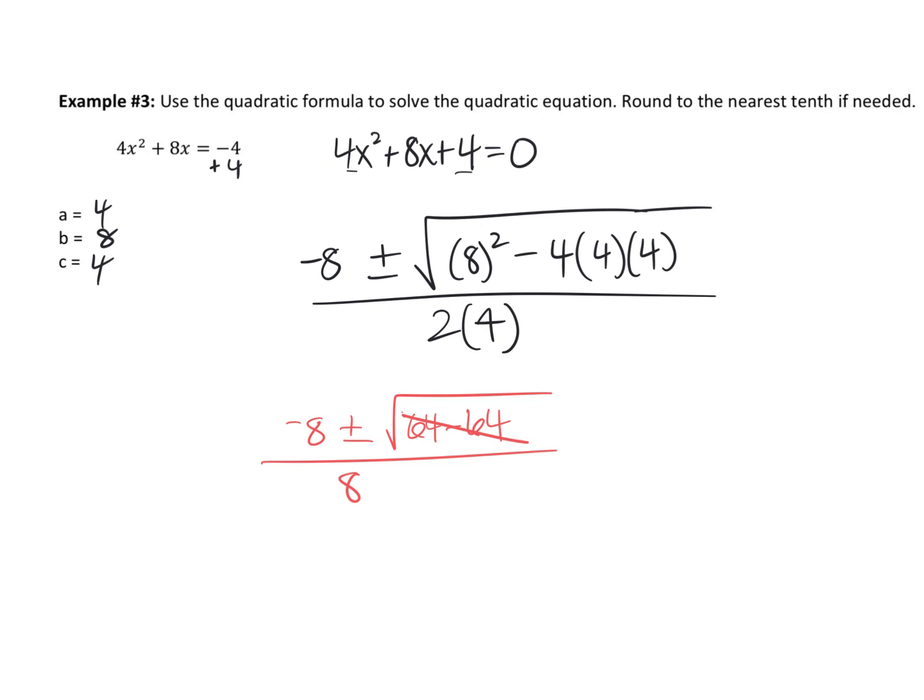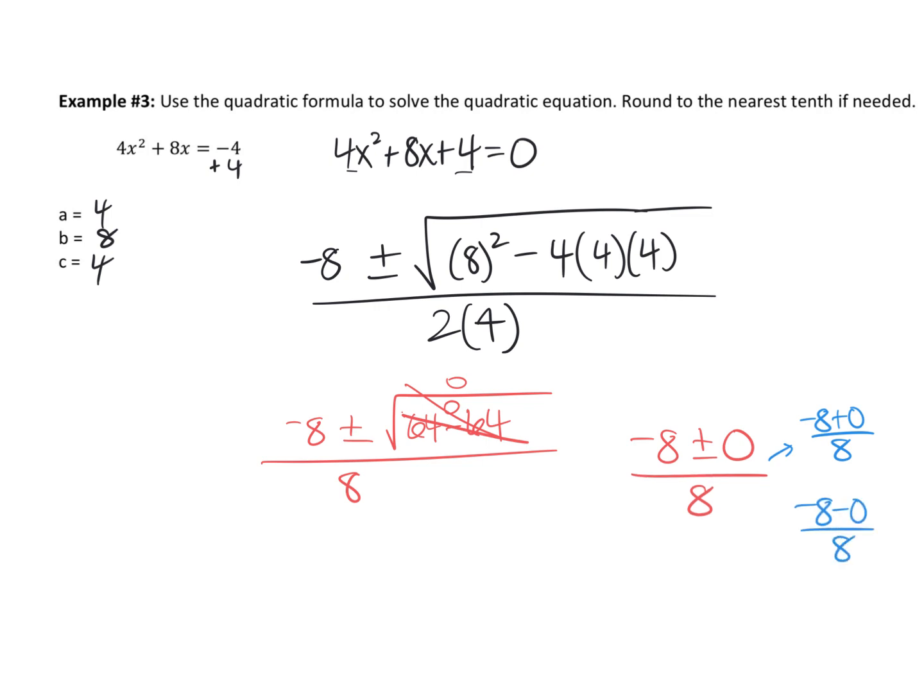Okay, now if I work that out, 64 minus 64 is 0. Square root of 0 is 0. So I get negative 8 plus or minus 0 over 8. So my two problems, again, I'm just going to split it up until you get really good at this. I'm going to do negative 8 plus 0 divided by 8 and negative 8 minus 0 divided by 8.